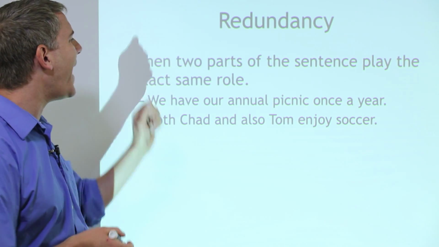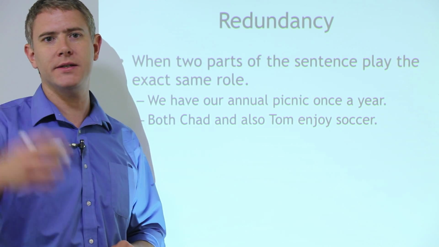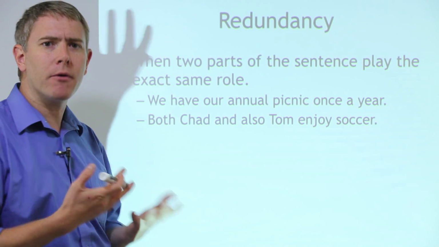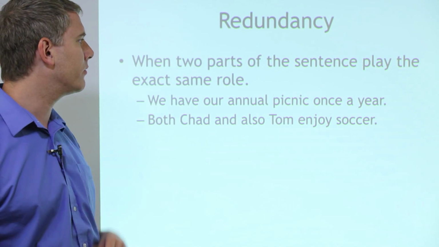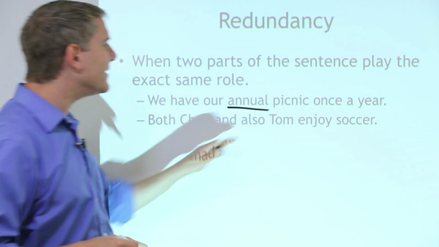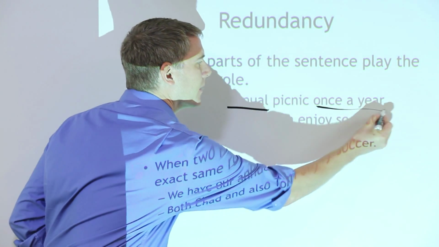Let's take a look here. We have our annual picnic once a year. Maybe you caught that right away. There's no grammatical error here. It's a perfectly good grammatical sentence. What's the error? The error is that annual means the exact same thing as once a year.